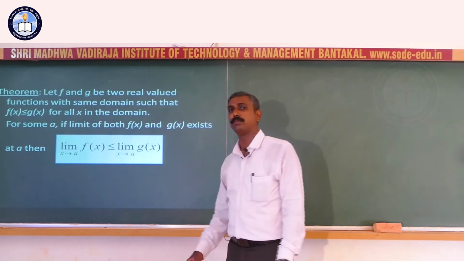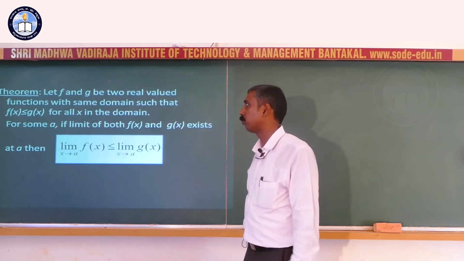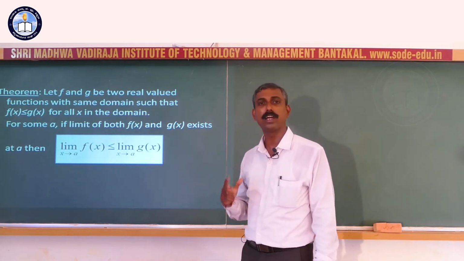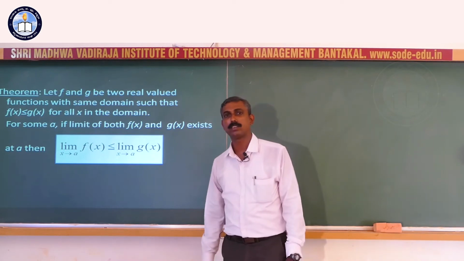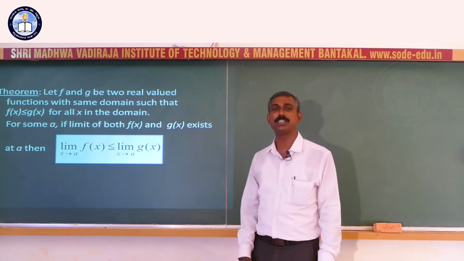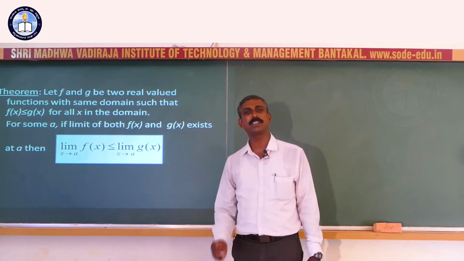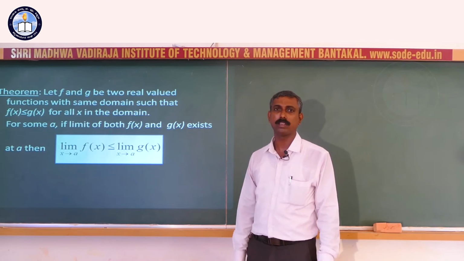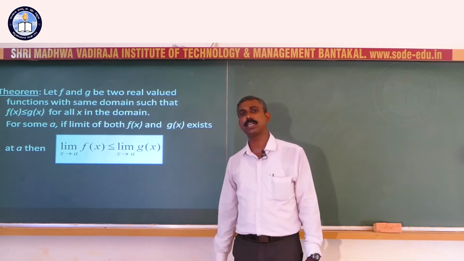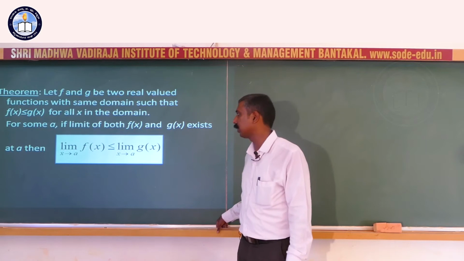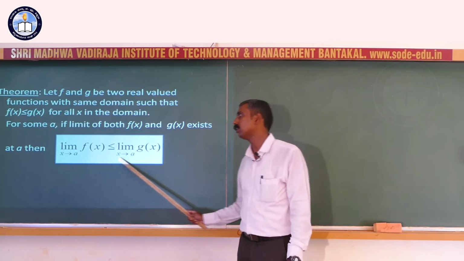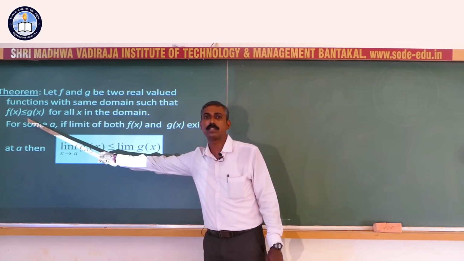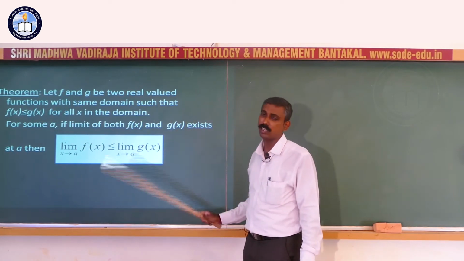Before going to the limits of trigonometric functions, we have to get the basic idea about the conditions of two functions and how they are incorporated. Let us say f and g are two functions with the same domain such that f of x is less than or equal to g of x for all x in that domain. Then limit x tends to a f of x is less than or equal to limit x tends to a g of x. This condition arises whenever f of x is less than or equal to g of x. So this is for the strict inequality.